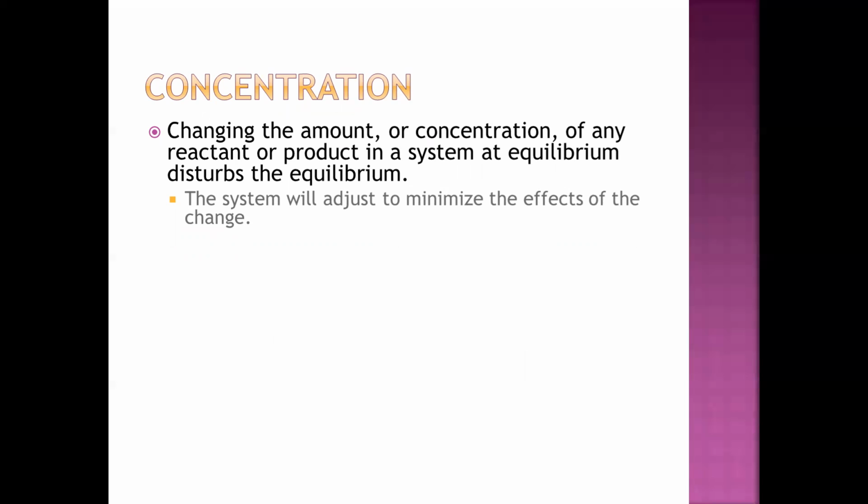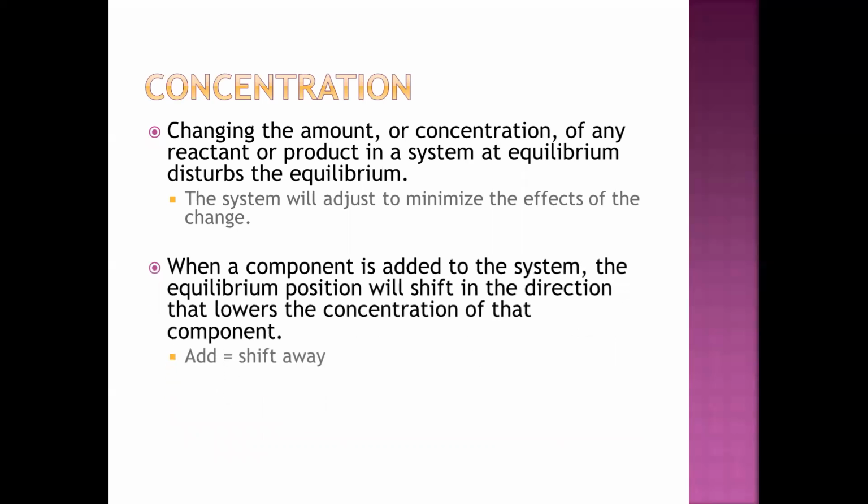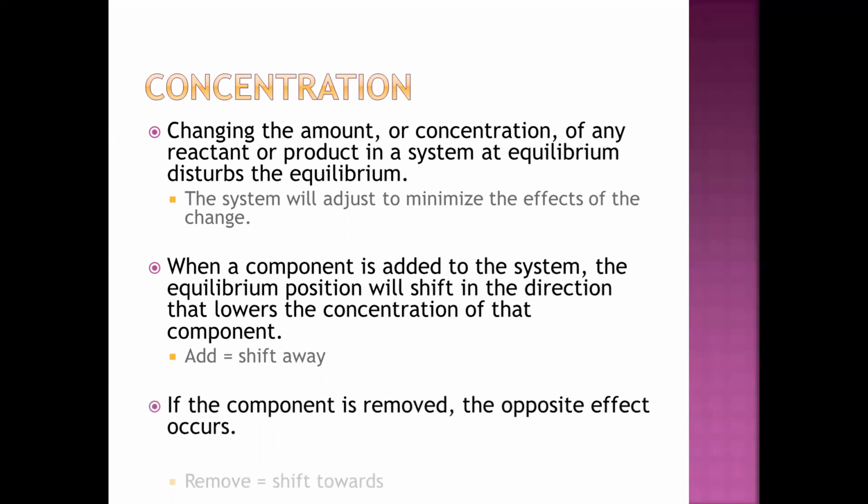So if you were to add or remove a reactant or a product, then it's going to try to make up for the fact that there's now either too much of something or too little of something, and it will shift to reduce that change. So when you are adding something to the system, then you shift away from it. Because when you add something, there's too much of it. It has to use up all that extra stuff, okay? So it will shift away from whatever you added.